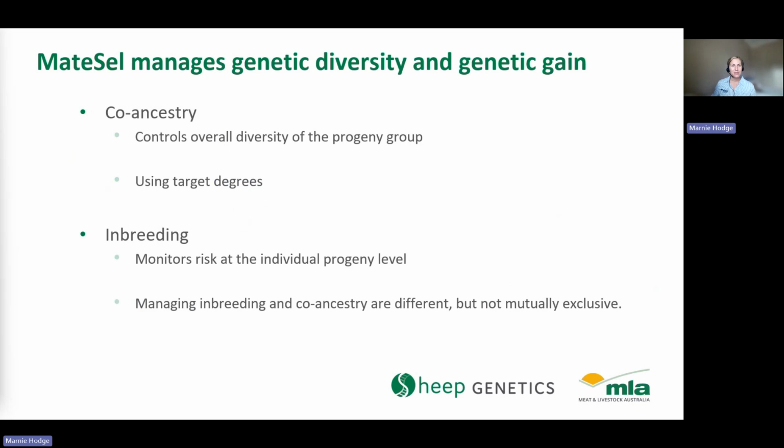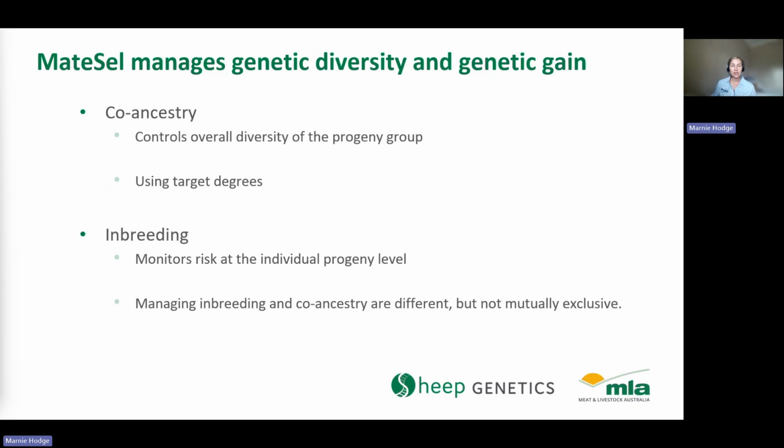Just to wrap up, MateSel manages genetic diversity whilst also helping make genetic gain by looking at both co-ancestry and inbreeding. Remembering that co-ancestry controls the overall diversity of the progeny group, so it is looking at how related individual animals are, and we can use the target degrees in MateSel to help control this. I'll get into that a little bit later when we look at the parameters and inputs that we use to set MateSel up. And MateSel also looks at inbreeding, so it monitors the risk at individual progeny levels.